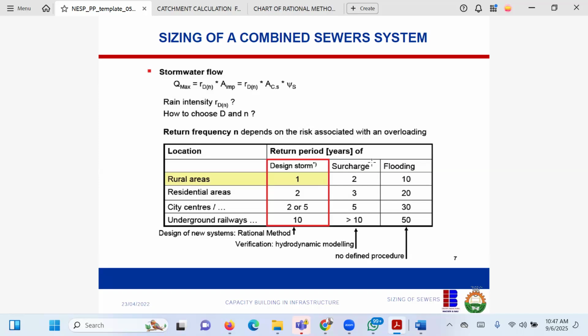Let me also say this. You don't go on designing for 50 years. If you design for 50 years, the cost of construction, the cost of implementation will be so high that somebody will think you are stupid, in quotes. That's why we can't help it. We can only design for 10 years, 20 years, 5 years. Then if it is a normal drain, 1 or 2 years, depending on whether it's a rural area, residential area, or city center. So for me, 1 to 5 years is enough.